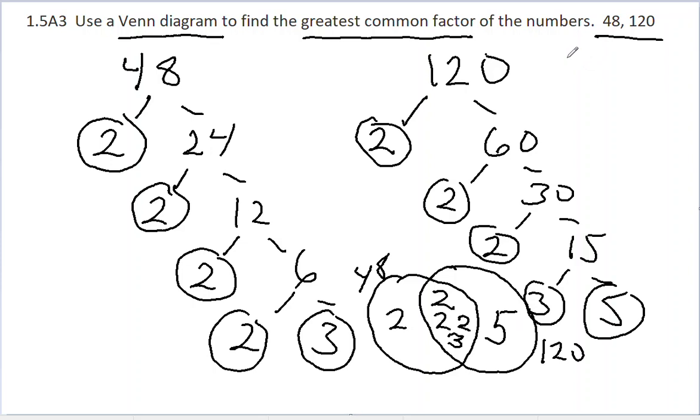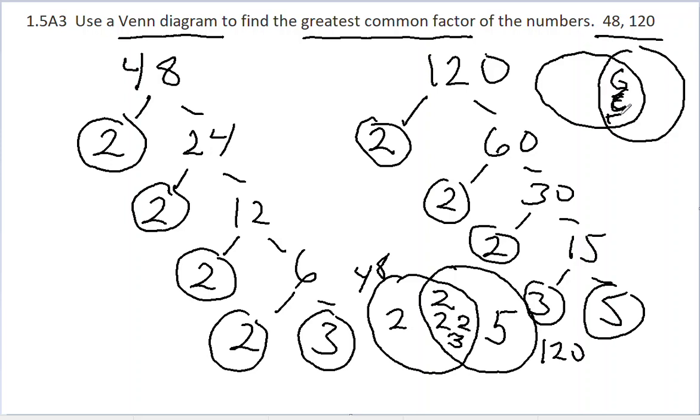So one of the things I was trying to get everybody to remember is that the GCF, greatest common factor, is in the middle. So that's the product of these four numbers this time. So 2 times 2 is 4, times 2 is 8, times 3 is 24. So the GCF is 24.